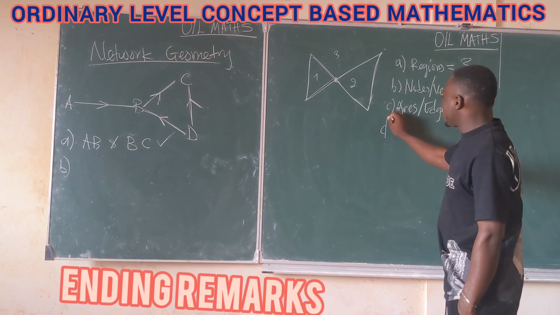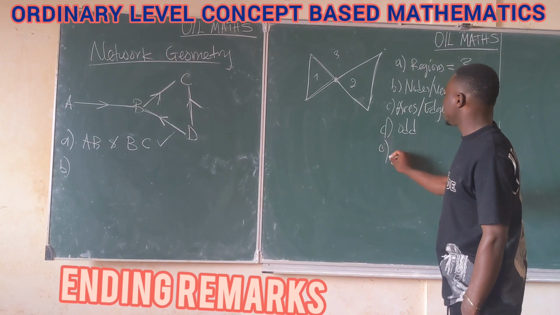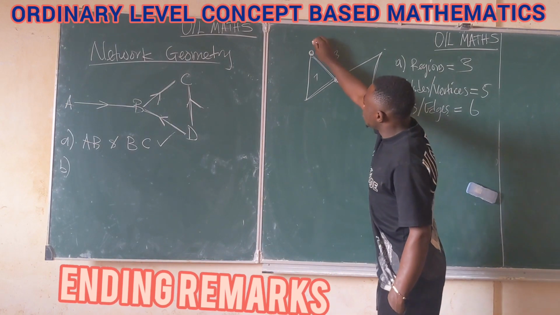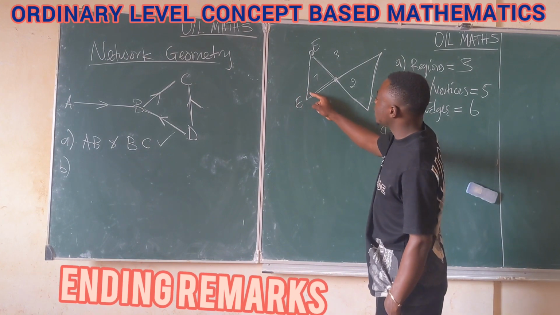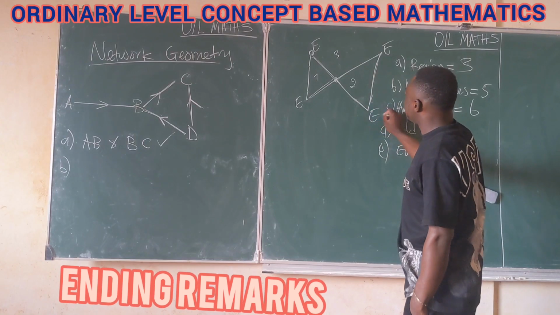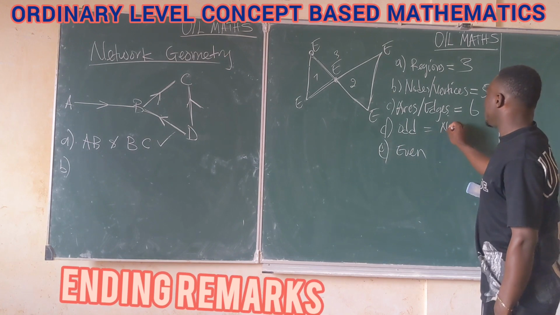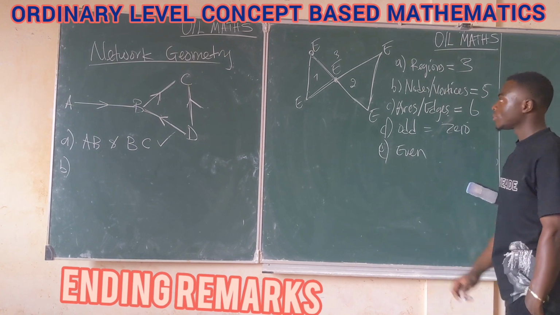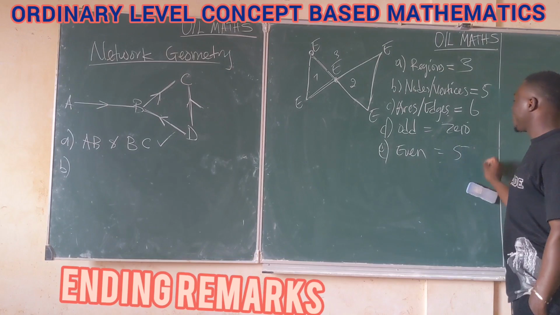And many other things. You can ask about the nodes. How many odd nodes are in that network? And how many even nodes are in this network? So look at this node, it is even because we have 2 lines at that point. This node too is even because we have an even number of lines at this point. This node is even. This node is even. And this node is even. So how many odd nodes are in this network? There is no odd node. So you can say the answer is 0. How many even nodes are there? 1, 2, 3, 4, 5. So there are 5 even nodes.